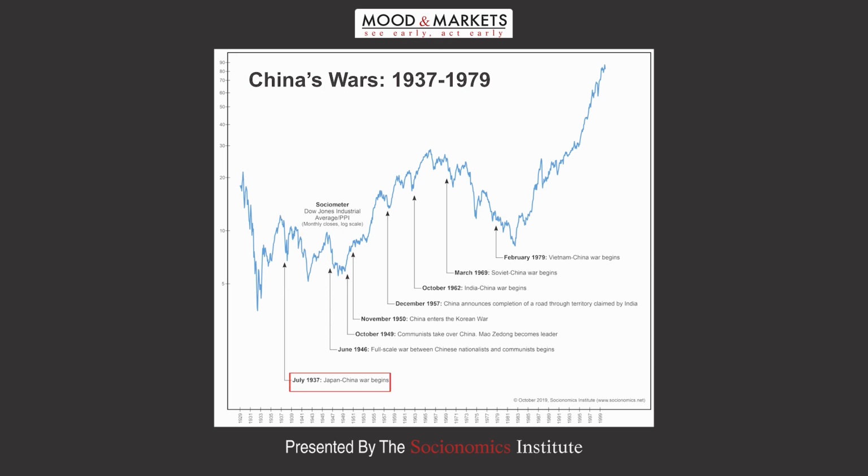Now, within that correction, China and Japan went to war in 1937. In 1946, a major domestic conflict broke out in China as communists and nationalists fought. In 1949, near the end of the correction, the communists ended up coming out on top. Mao Zedong took over as the country's leader. And the following year, China entered the Korean War. After that, a large-degree bull market took off, and positive mood held sway at large degree until the 1966 high.